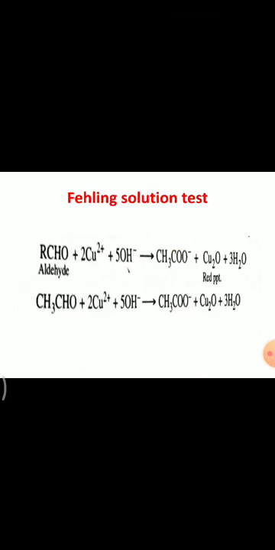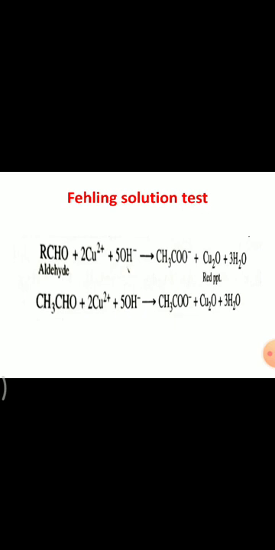This is about Tollens reagent. See here, silver nitrate and ammonium hydroxide mixture gives this complex. This complex reacts with the aldehyde group and is reduced into silver. This is known as Tollens test. And next, coming to the Fehling solution test, this is also used for the analysis of aldehydes.